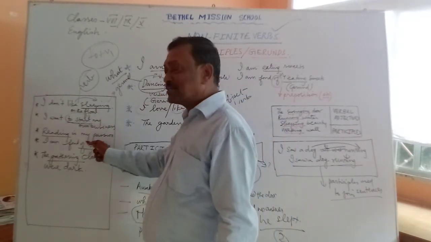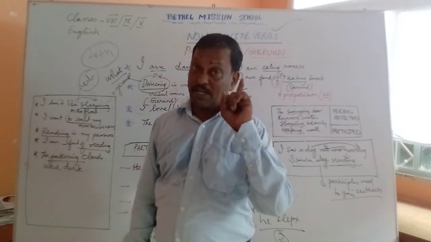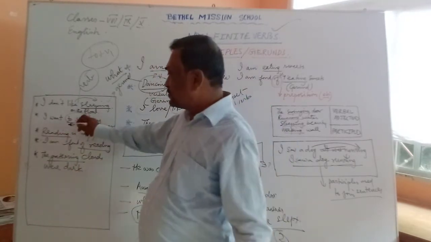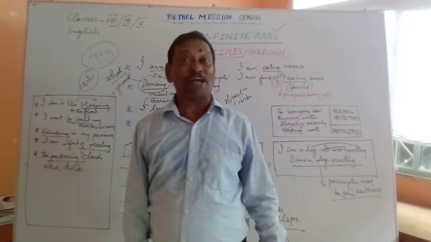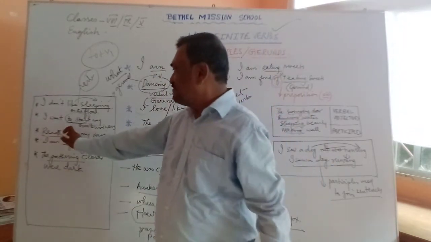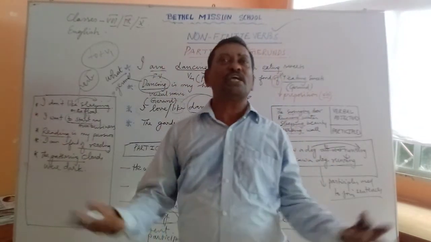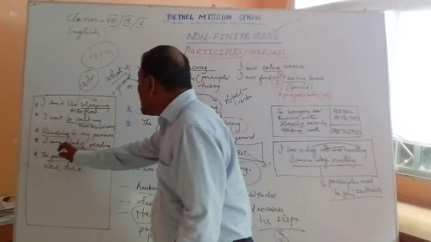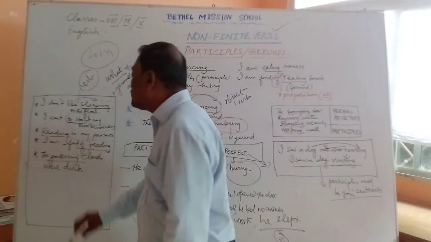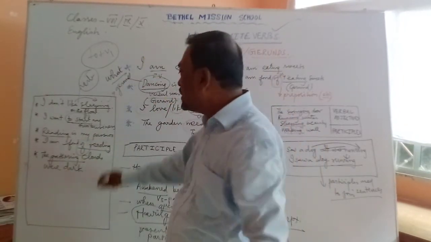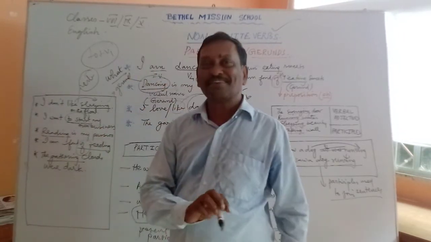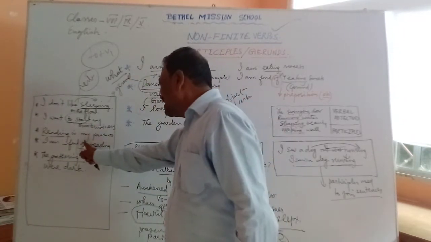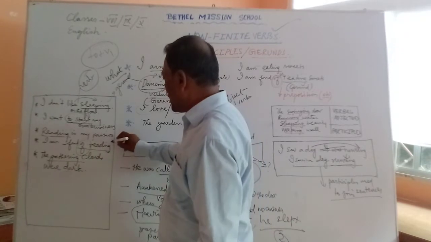Reading is my passion. Look at this. The sentence begins with a participle, but it acts as a subject, a verb and a noun. It's a verbal noun. Reading, gerund. I am fond of reading books. I am fond of reading. So of is a preposition and the preposition takes a participle, gerund.